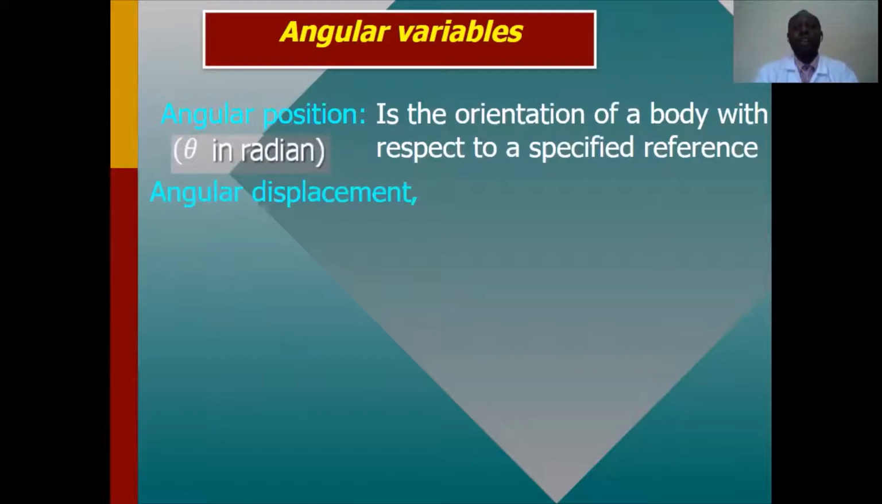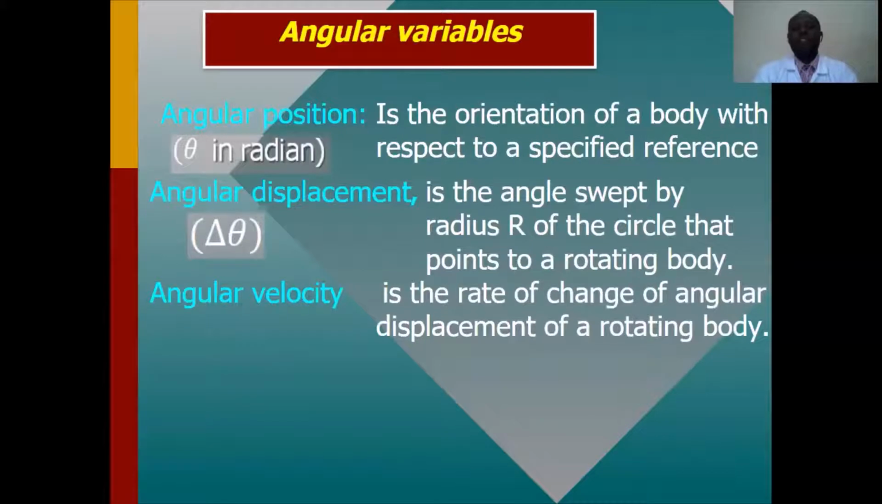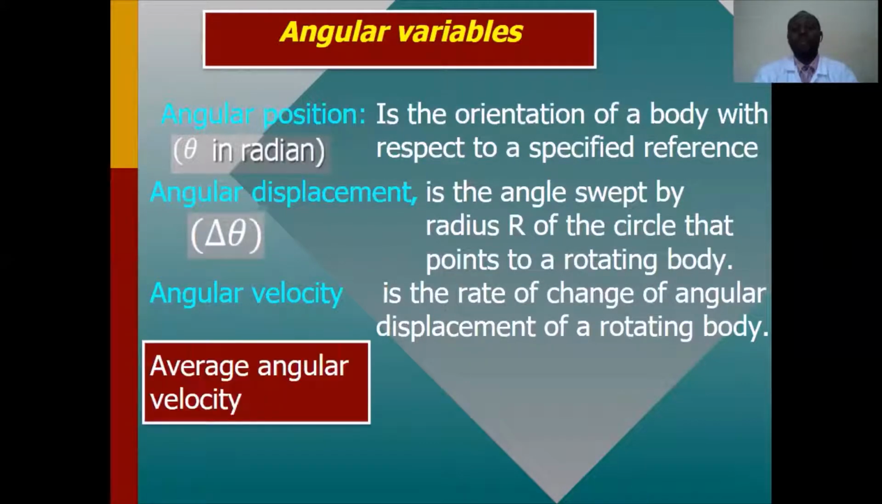The angular displacement, change of theta, is the angle between the two angular positions, or the angle swept by the radius of the circle that points to a rotating body. We have angular velocity, which is the rate of change of angular displacement of a rotating body. We have two forms of angular velocity.